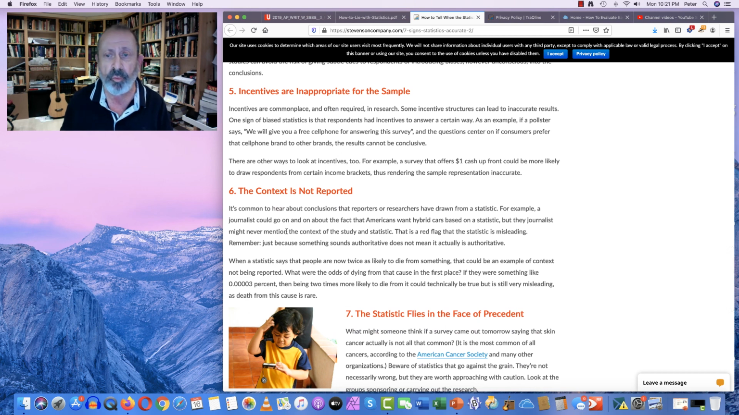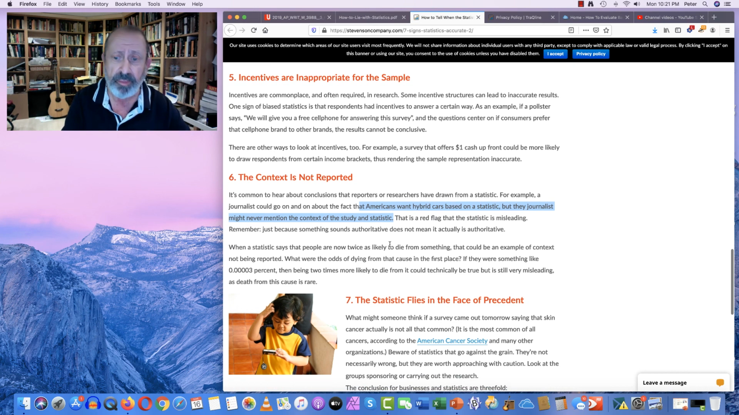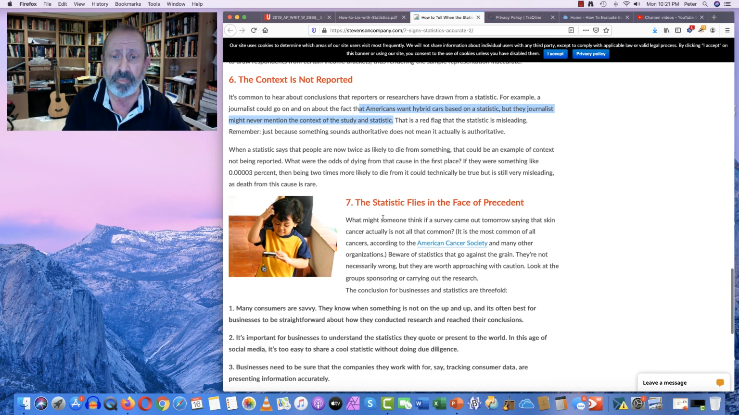Context is also important. Under what conditions was the study conducted? Was it funded by a particular group? Was it conducted in a small geographic area? Was it conducted across the United States, for example? Those kinds of things.